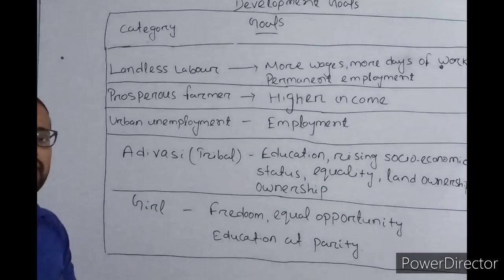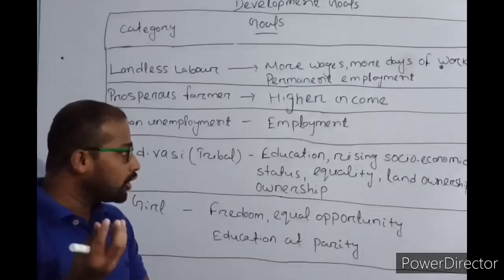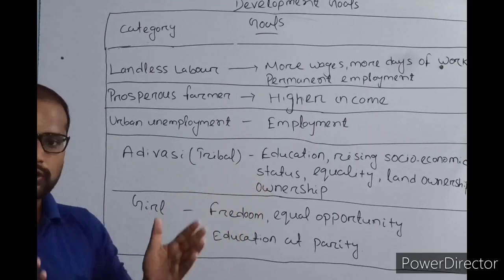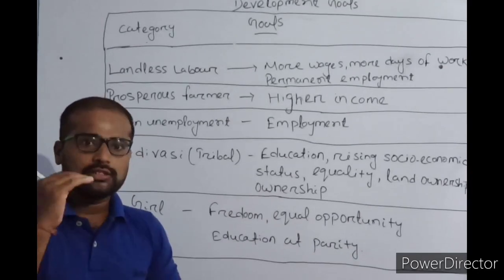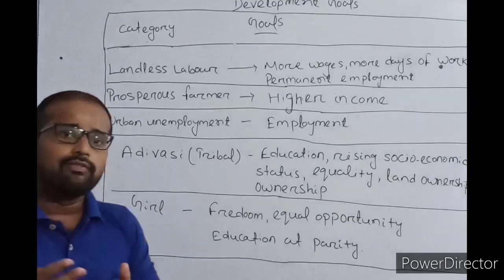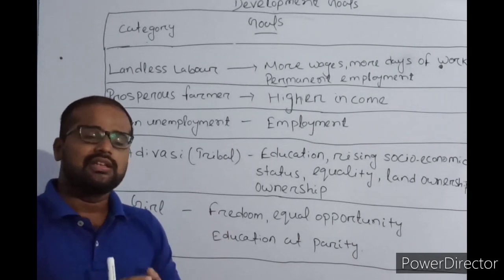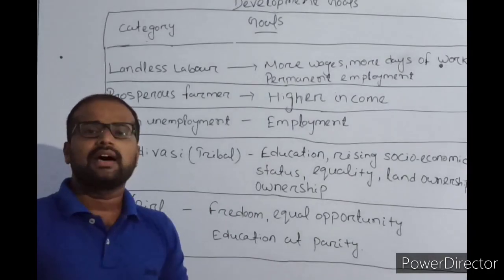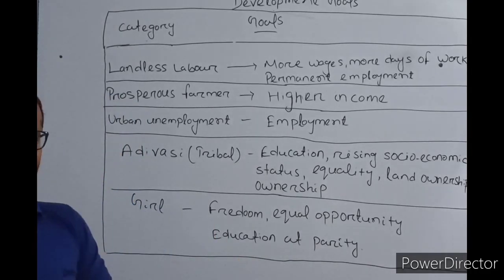For tribal Adivasis, the developmental goal is to get education and rise in socio-economic status. Adivasis want respect in society as others are getting, and equality. There should not be discrimination because they are Adivasis. They should also get the equal amount of respect and all the things others are getting in society. And land ownership: most Adivasis are landless labourers, which is why they want land of their own.